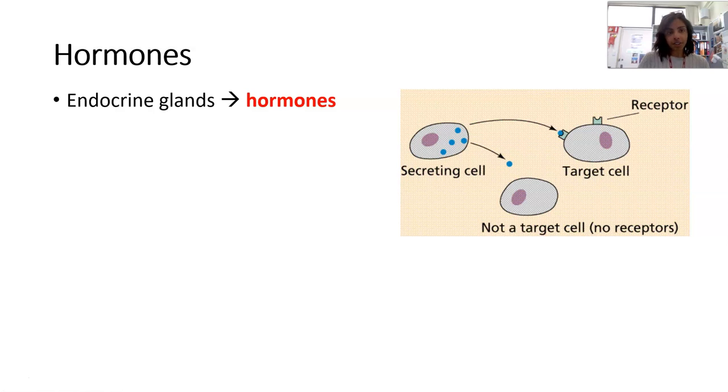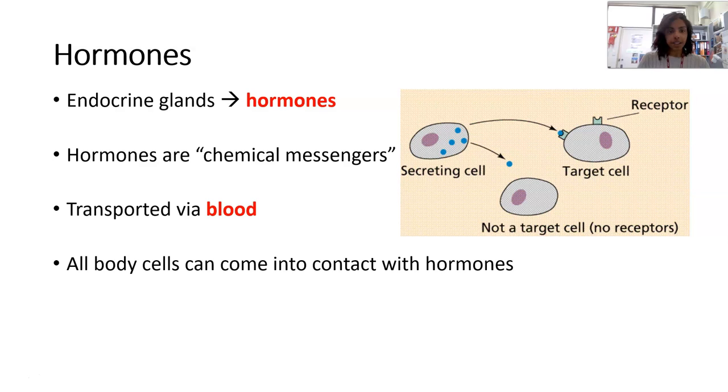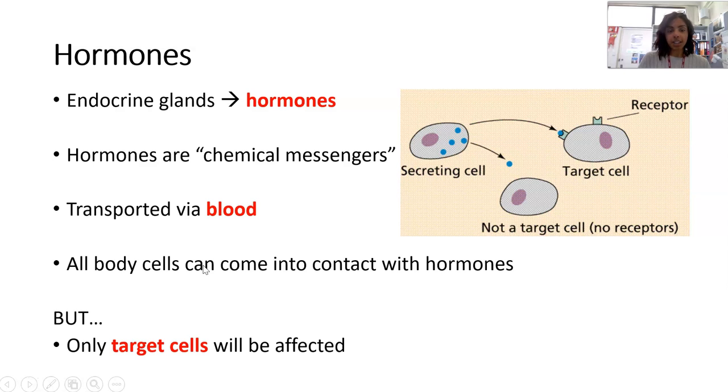Okay, just to recap, endocrine glands secrete hormones. Hormones are chemical messengers, and these hormones are transported in the blood. All our body cells will come into contact with hormones, however, only target cells are affected. And we know that only target cells are affected because only target cells have receptors on them where the hormone can bind to.